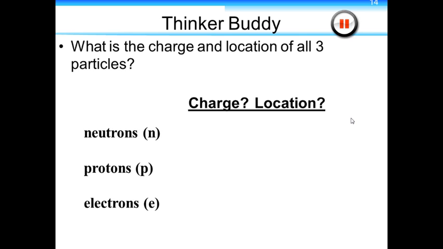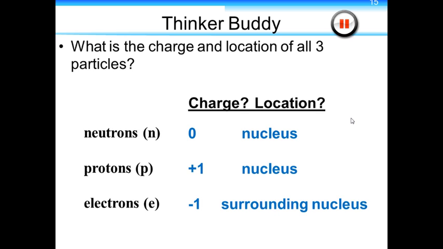Now another Thinker Buddy question. What is the charge and location of all three particles? Well, neutrons have no charge, and they're in the nucleus next to the protons that have a +1 charge, also in the nucleus. The electrons are outside of the nucleus, surrounding it, very far away from the nucleus, and they have a -1 charge.